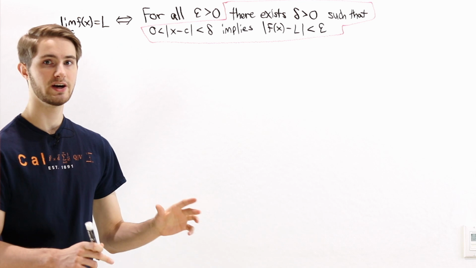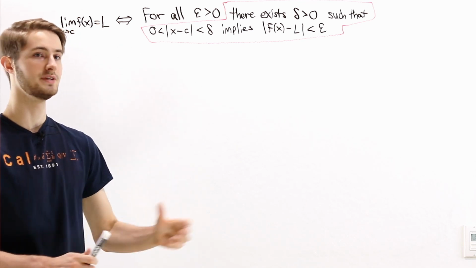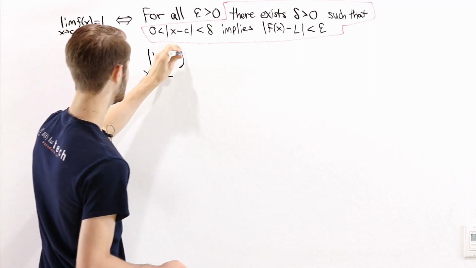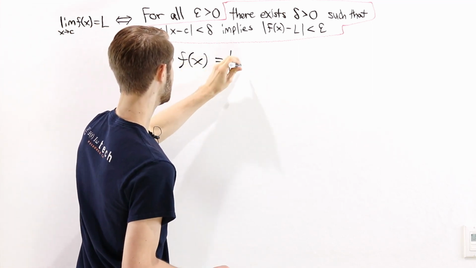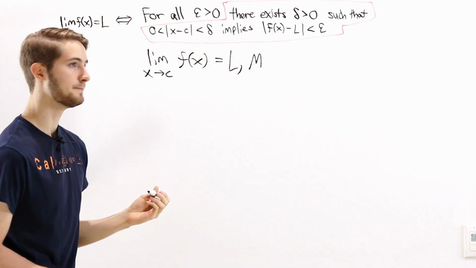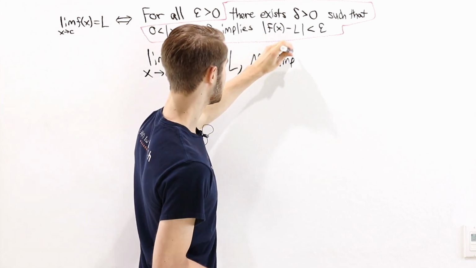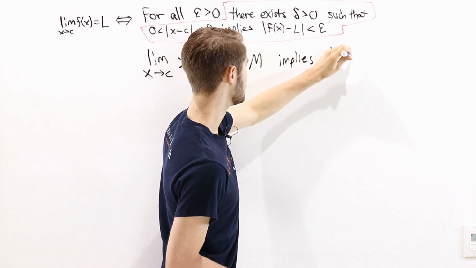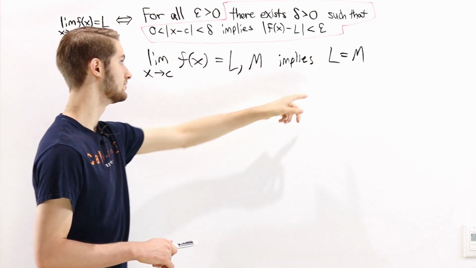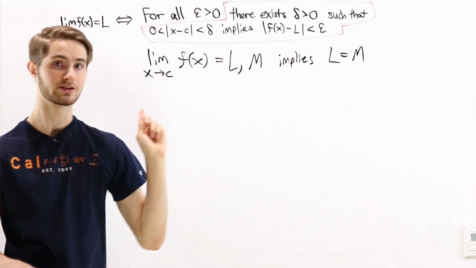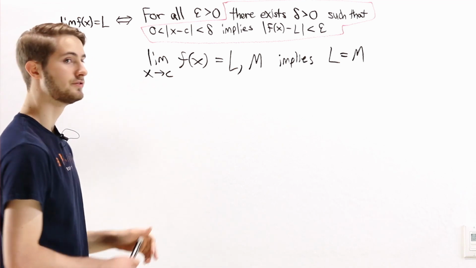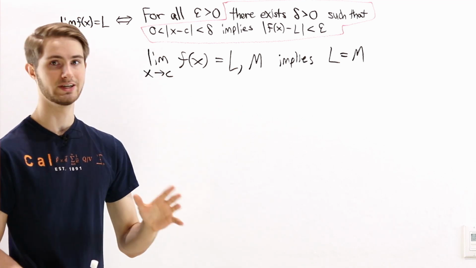Now it's time to prove the final statement, which is that limits are always unique. In other words, if we have that the limit as x approaches c of f of x equals some value of L, but this same thing also equals some value m, then this implies that L equals m. So anytime a limit equals two numbers, those numbers are always equal, which means there's exactly one value for this limit if it exists.